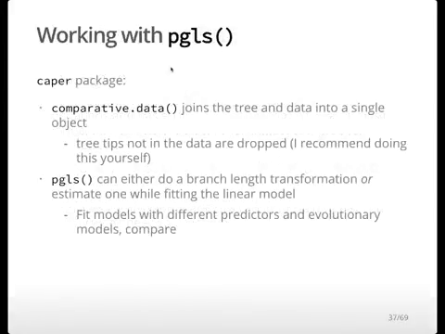All right, so let's work on an example here with PGLS to see how you would do a more complete analysis that isn't just 5 species.